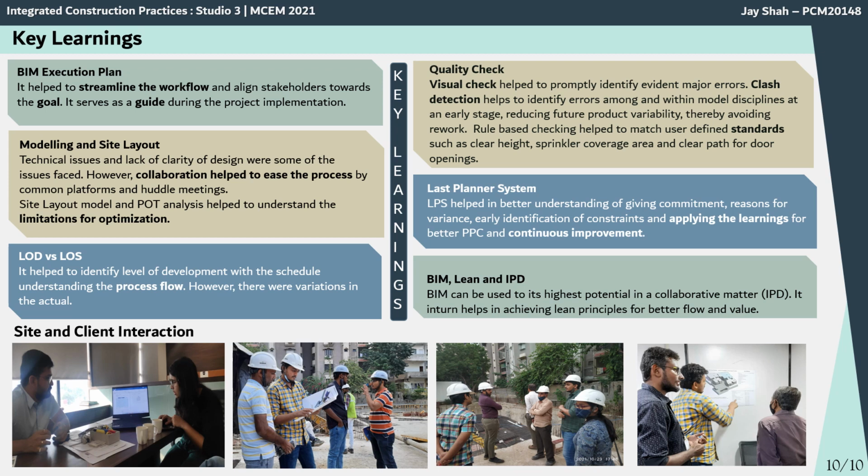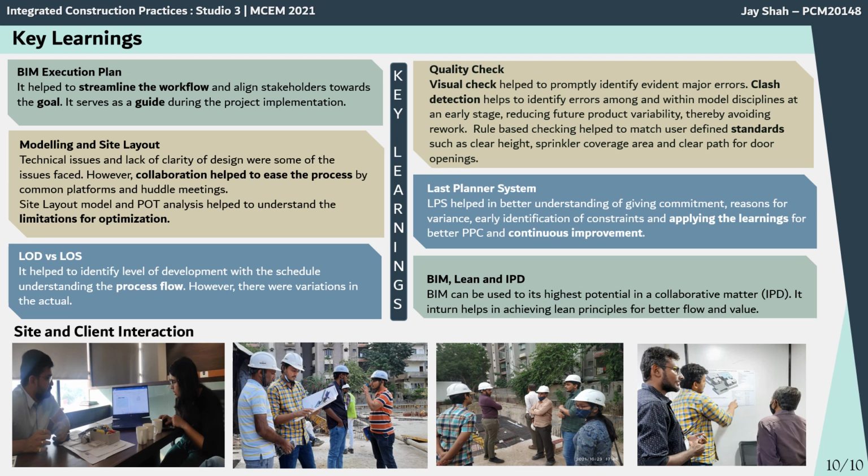Key learnings. Following were the learnings which we had throughout the studio. The BIM execution plan helped to streamline the workflow and align all the stakeholders towards the goal. For quality check, visual check was performed and clash detection was carried out to meet the standards of the client. Modeling and site layout collaboration helped to ace the process, and the site layout model and POT analysis helped to understand the limitations of optimization. The Last Planner System helped in better understanding of giving commitments and reasons for variances, and applying those learnings for better PPC and continuous improvement.